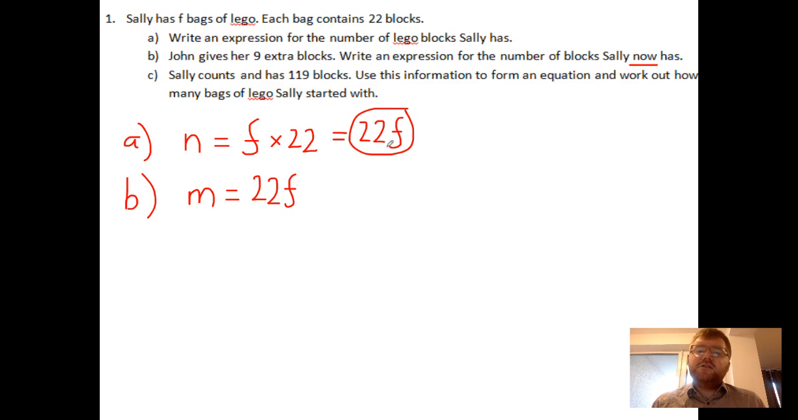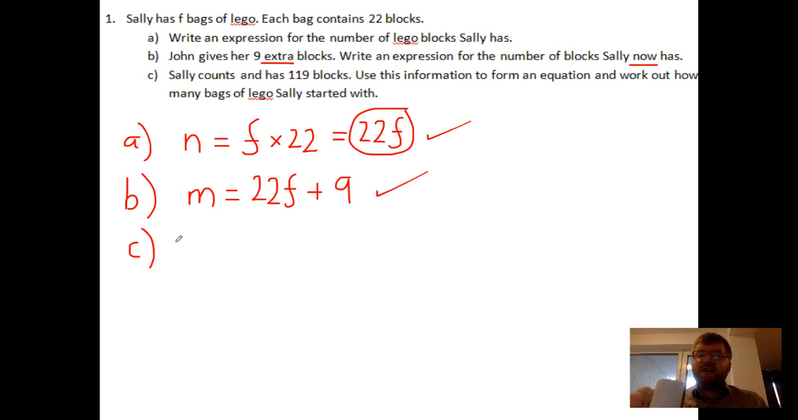So we've got 22F, but we've got 9 extra blocks. That means 9 more blocks. So we need to add 9 to what we had earlier, and that is our expression then for the number of blocks Sally now has, 22F plus 9. And as you probably are going to see with these questions, then we're going to get some kind of equation in part C. So Sally now counts her blocks, and she has 119 of them.